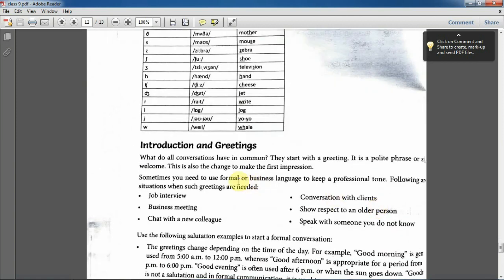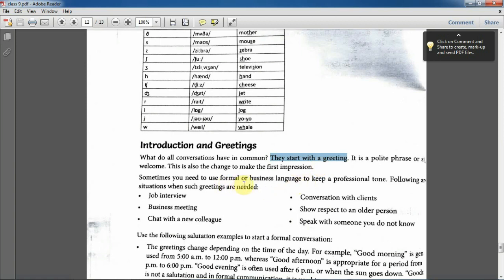Then introduction and greetings. What do all conversations have in common? They start with a greeting. Like in a classroom, you always wish the teacher good morning. Or if you go to an interview, you will also have to greet them. It is a polite phrase or simple welcome. This is also a chance to make the first impression. As you know, the first impression is the last impression. So to make your first impression, you always have to greet.